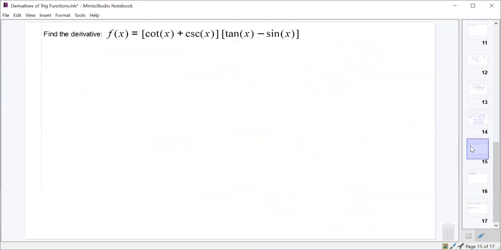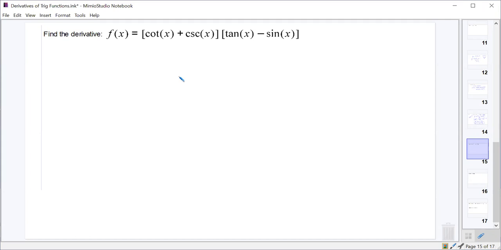All right, let's take a look at this one. We've got 2 options here. What are our 2 options? Product rule? Okay, one option is the product rule, right? Cotangent x plus cosecant x times tangent x minus sine x. So that would be a product rule. What's another option? What could we do before we use the product rule to maybe make this simpler?